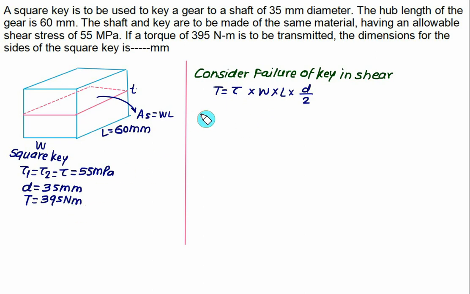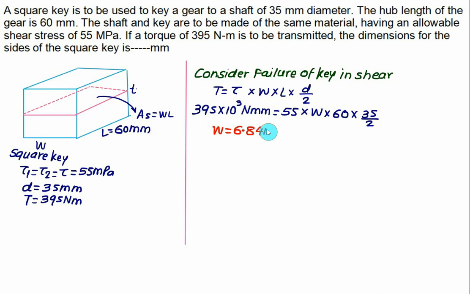We have torque given as 395 Newton meter, that you have to use in Newton mm, which is 395 into 10 to the power 3 Newton mm. Shear stress is equal to 55 megapascal multiplied by width W multiplied by the length. Length is given as 60. And the diameter of the shaft is given as 35, that is 35 divided by 2. Once we find out the width, the width will be equal to T for a square key. So if you solve it, in this case you will get the width very close to 6.84 mm. And for a square key, width is equal to thickness. We can approximate the width and thickness as 7 mm also. Always better to go for the higher value.